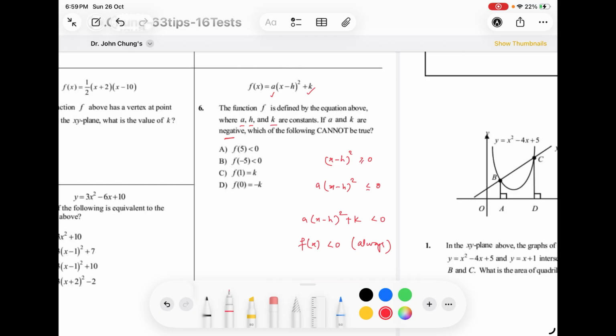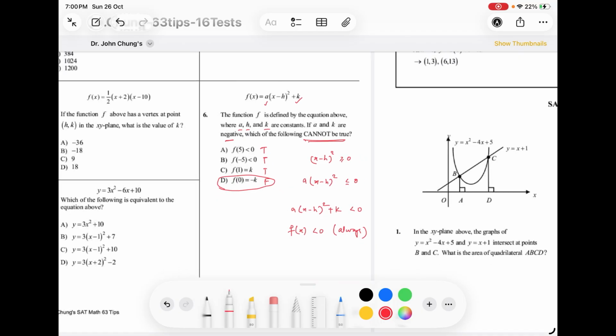When this is always negative, we have to find the condition when it cannot be true, that is when it is positive. In option number A, it is negative. So this is true. Option number B is also saying negative, so it is true. Option number C says f(h) equal to k, k is negative, so this is true. Option number D says it's minus k, and minus k is not possible, so this is false. It means this is the only answer, because we need to find which of the following cannot be true.